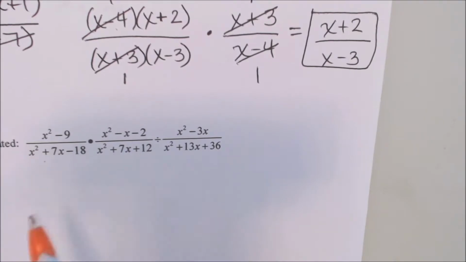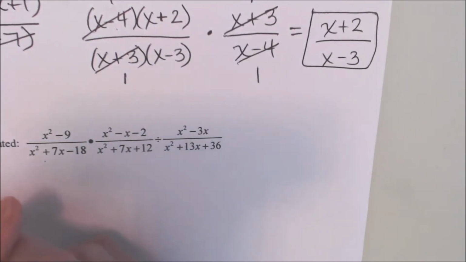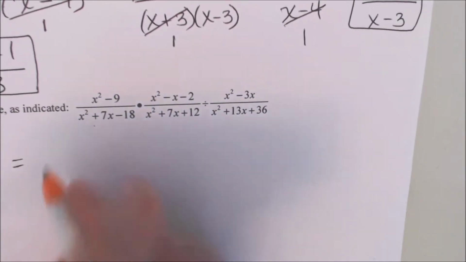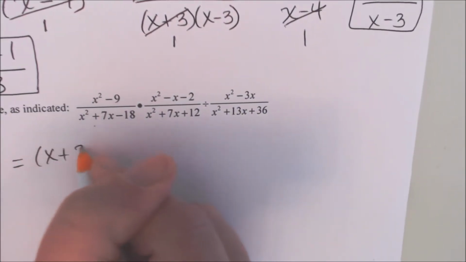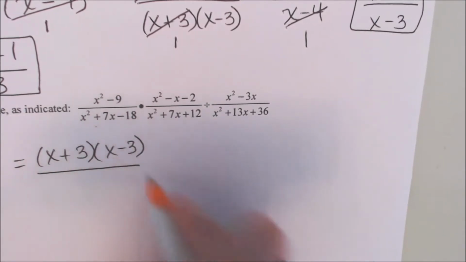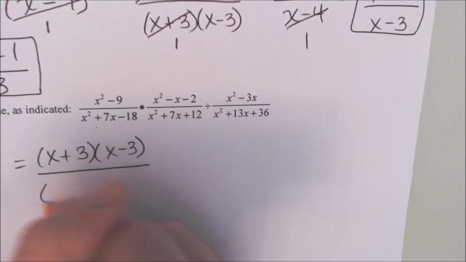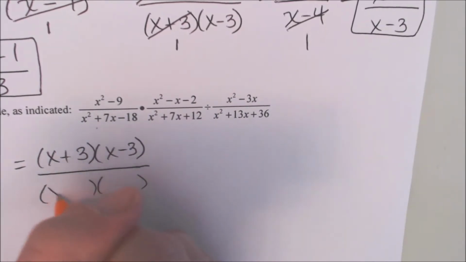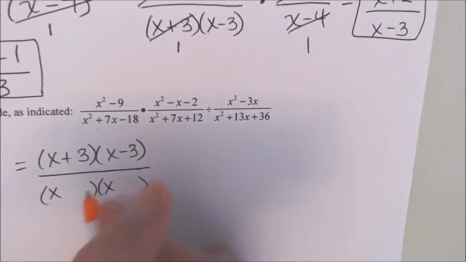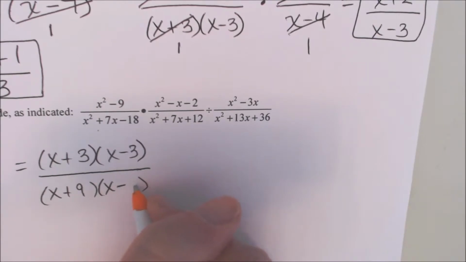So let's start by factoring whatever it is that we can factor. So in the numerator, hopefully you see that's a difference of squares. X squared minus 9 breaks down into x plus 3 times x minus 3. The denominator, x squared plus 7x minus 18, will break down into two binomials. So we have an x and x. What multiplies to negative 18 but adds to 7? That would be a positive 9 and a negative 2.